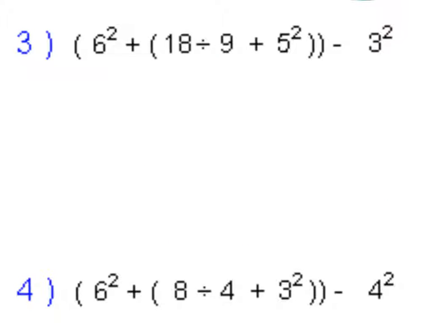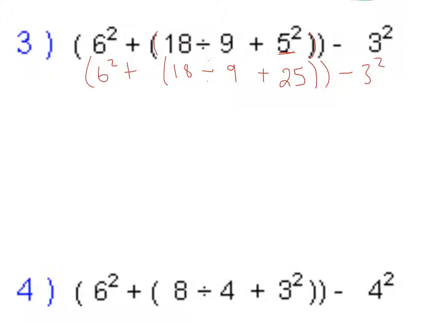Okay, example number 3. We have 6 squared plus 18 divided by 9 plus 5 squared, all minus 3 squared. I see 2 sets of parentheses, so I'm going to focus on the inside ones first, right here. Within that, I have an exponent, so I need to focus on that first. That is 25. I'm going to recopy everything down so that I'm consistent. I still have my parentheses here and here. The 6 squared gets copied down. Those are in parentheses, minus 3 squared.